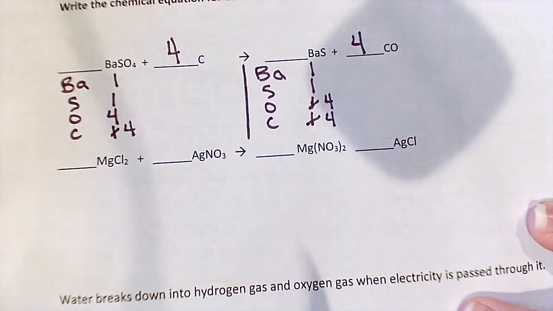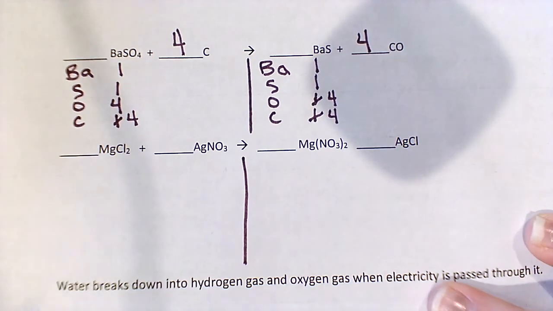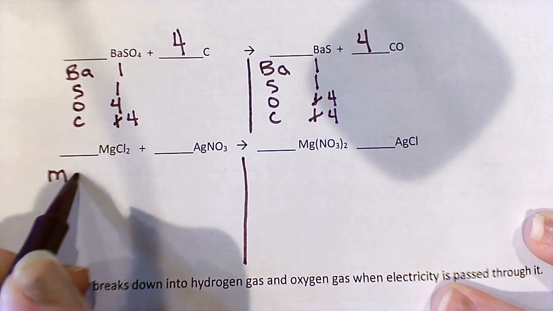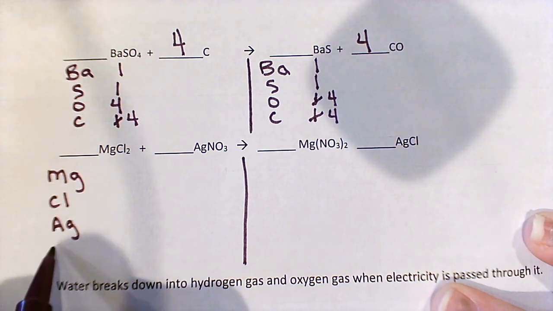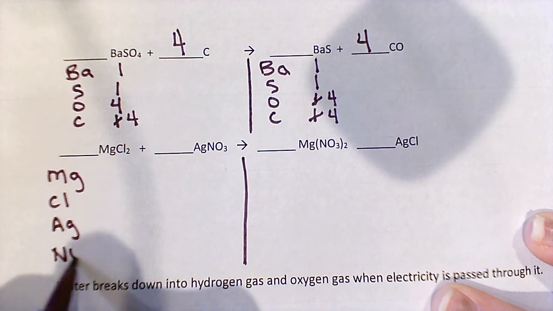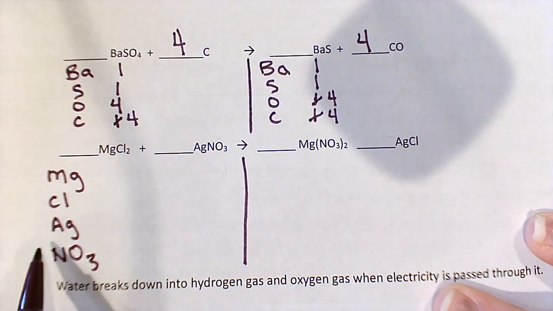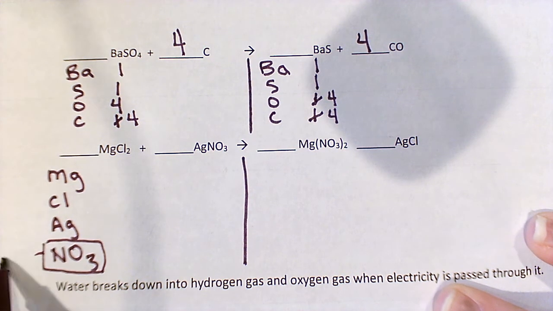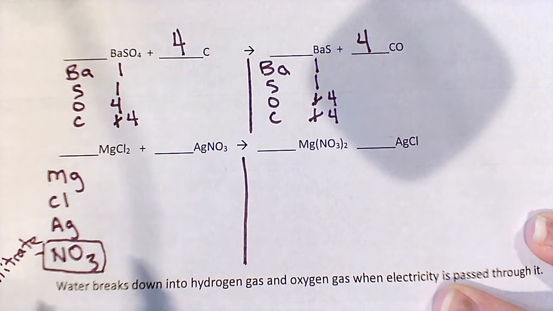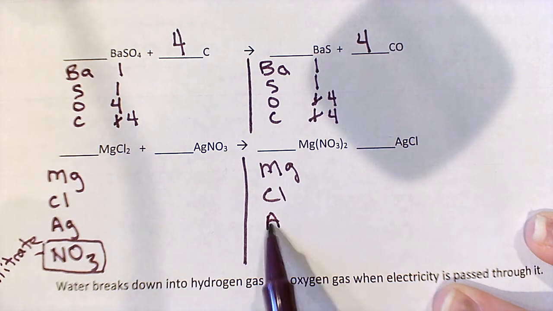All right, let's try another one here. Again, I like to draw that line straight down from the arrow just to keep things straight. And then I'm going to make a place to keep track of all my elements. And here's one. That's not one element, but that's one ion. This is nitrate, one of those polyatomic ions. So it's going to stay together.